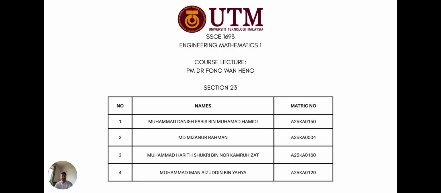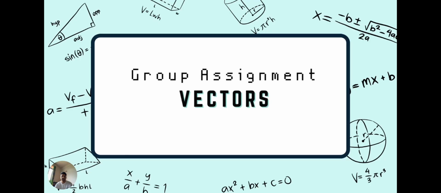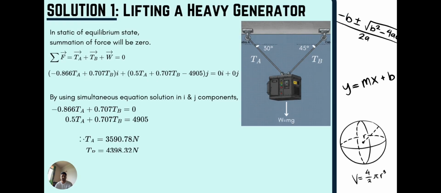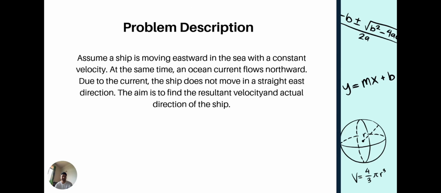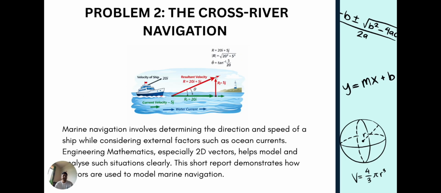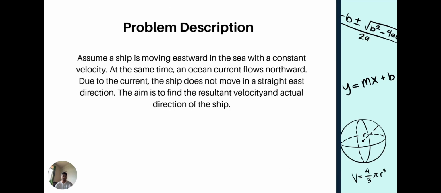Hello, welcome to my engineering mathematics video presentation. This is Mizanur Rahman. Today I want to talk about how vectors are used to model marine navigation. Marine navigation involves determining the direction and speed of a ship while considering external factors such as ocean current. Problem description: assume a ship is moving eastward in the sea with a constant velocity.